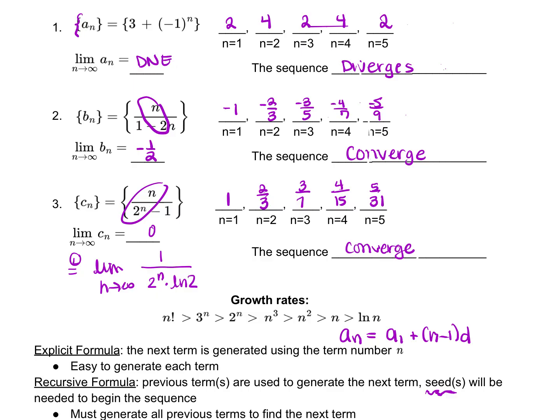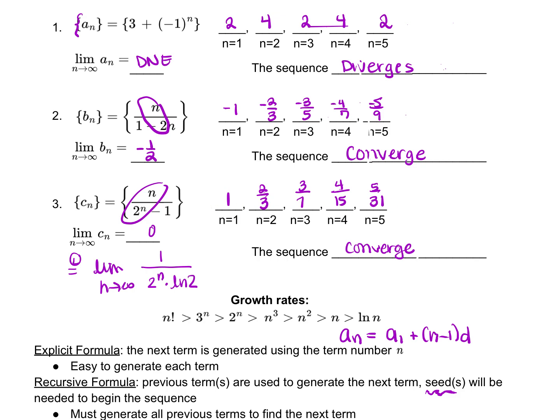And again, we're talking about a sequence. We have this set of numbers, bn, and we can either write out a bunch of the numbers, and you can see that they're getting closer and closer to negative 1/2, or because the degrees are equal, it's the ratio of the leading coefficients, which means the limit is negative 1/2, which means the sequence converges to negative 1/2. For number 3, same thing, we can write out a couple of the terms and kind of see what's going on here.